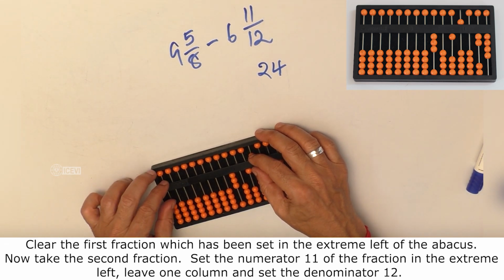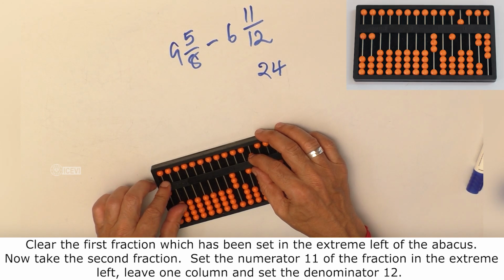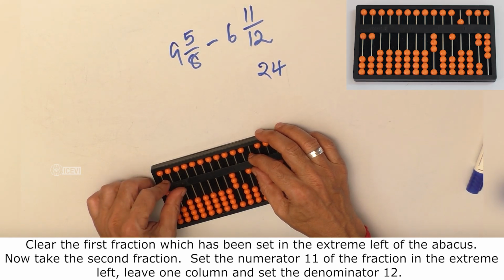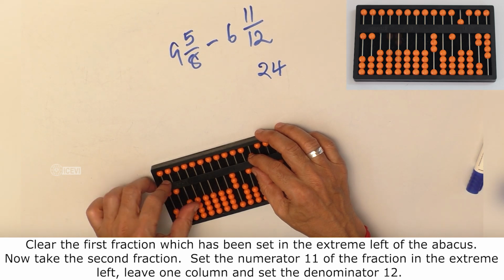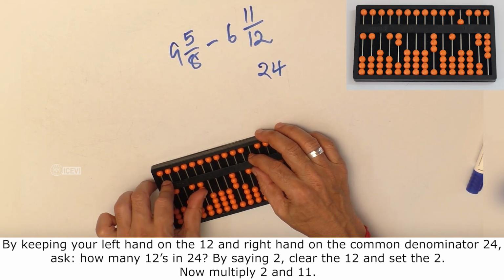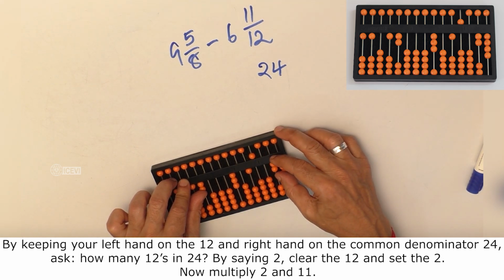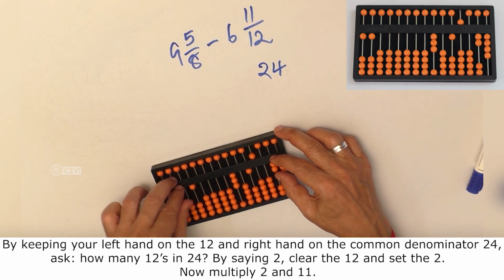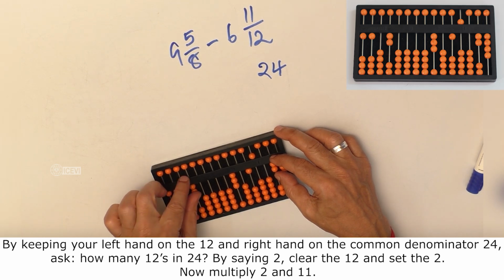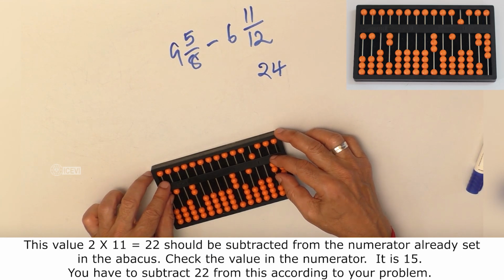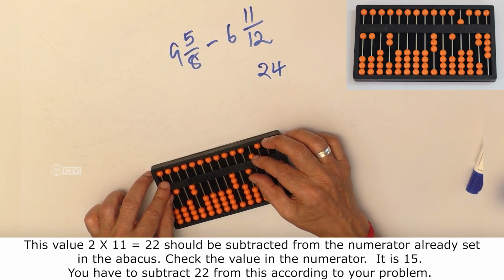Now take the second fraction, set the numerator 11 of the fraction in the extreme left, leave one column and set the denominator 12. By keeping your left hand on the 12 and right hand on the common denominator 24, ask how many 12s in 24. By saying 2, clear the 12 and set 2. Now multiply 2 and 11. The value is 22 that should be subtracted from the numerator already set in the abacus.